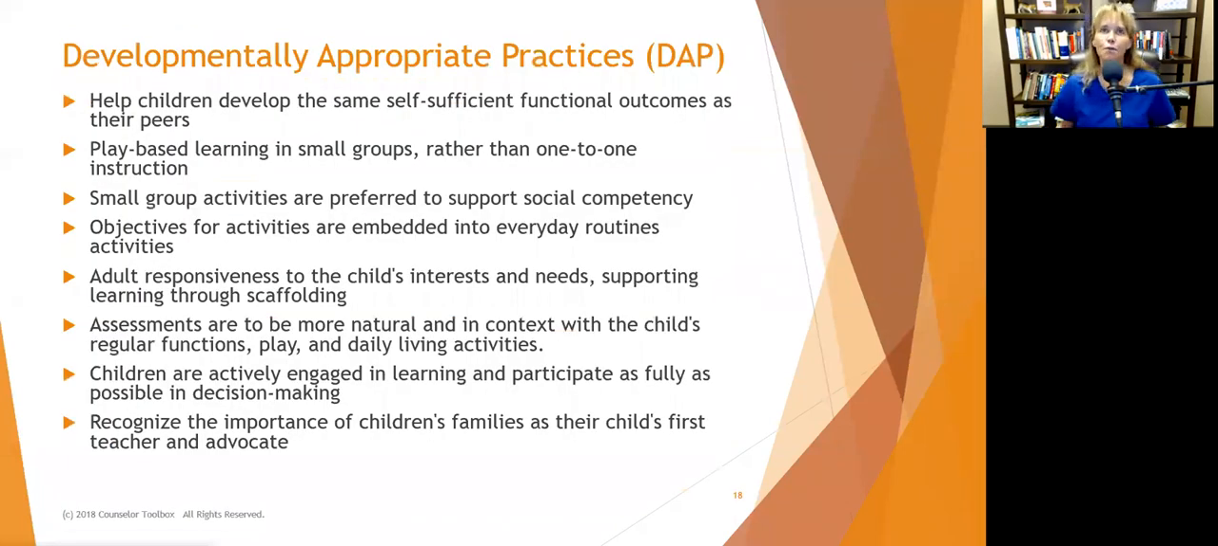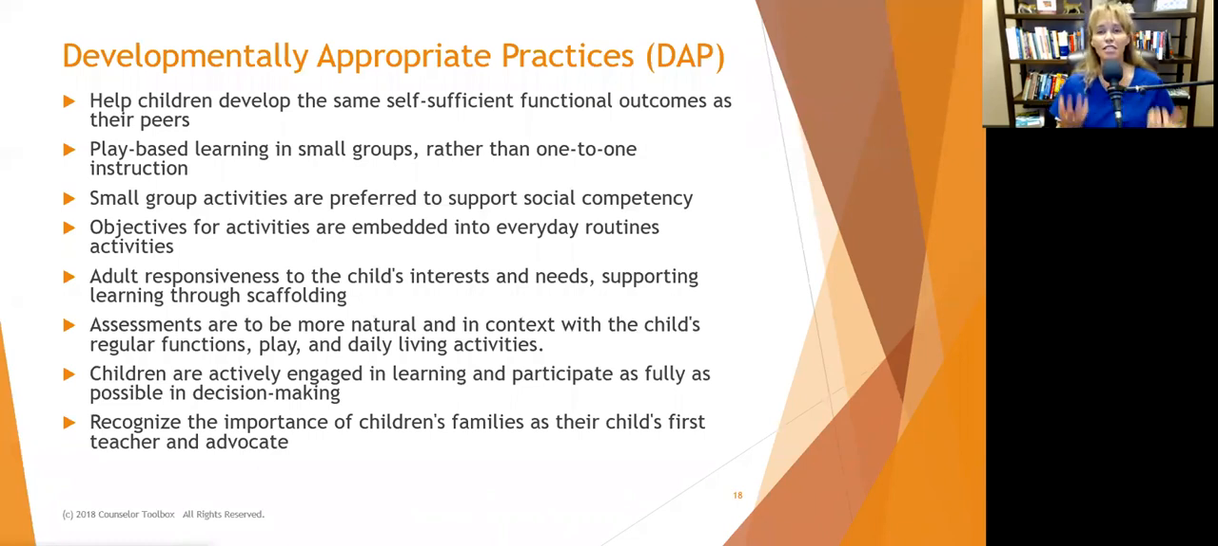So developmentally appropriate practices help children develop the same self-sufficient functional outcomes as their peers. We want to help them get on target with their peers as much as possible. Play-based learning in small groups rather than one-to-one instruction is often helpful because they're going to learn from their peers. Small group activities are preferred to support social competency as well. Not only are they learning by watching how Johnny throws the ball, but they're also learning to take turns and interact with one another. Objectives for activities need to be embedded into everyday routines and activities.